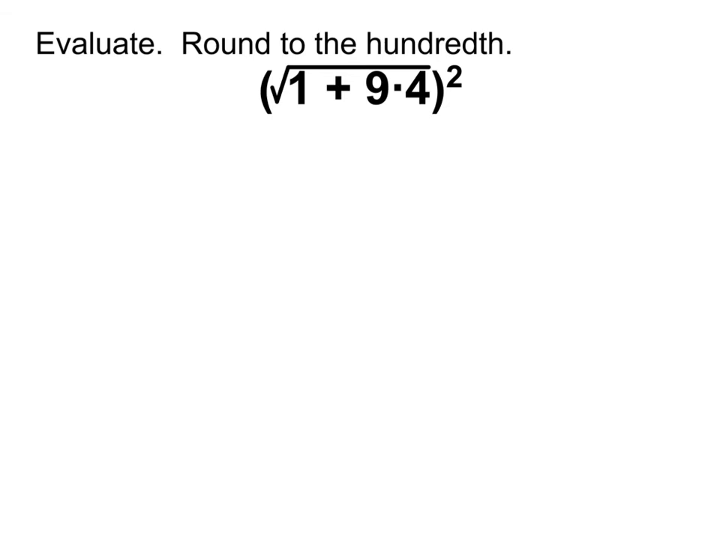All right, so for this one, again, we have to do the stuff inside the square root first. So that means I'm going to do 1 plus 9 times 4 in there. Now, what do I do first? 1 plus 9 or 9 times 4? We have to do the 9 times 4 first, right?